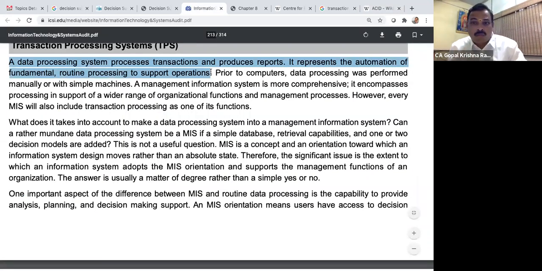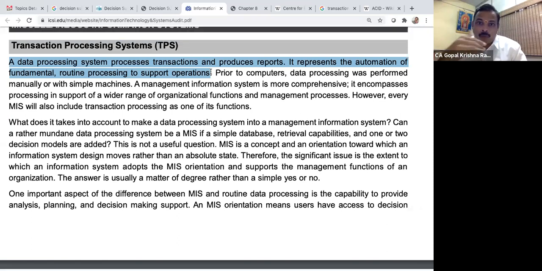After this, he is only comparing TPS with MIS. What is MIS? What is TPS? That is all he is doing. But you should tell what is the character of TPS. And what is the character of TPS?